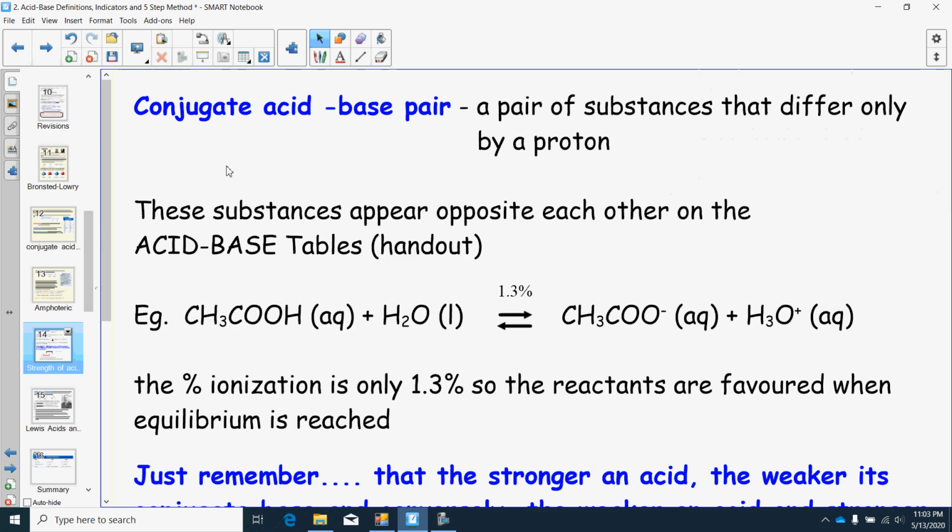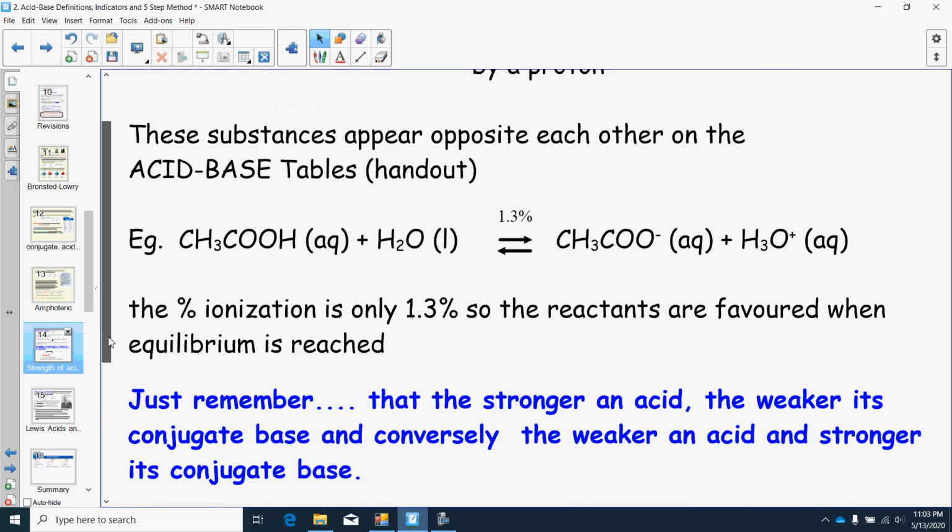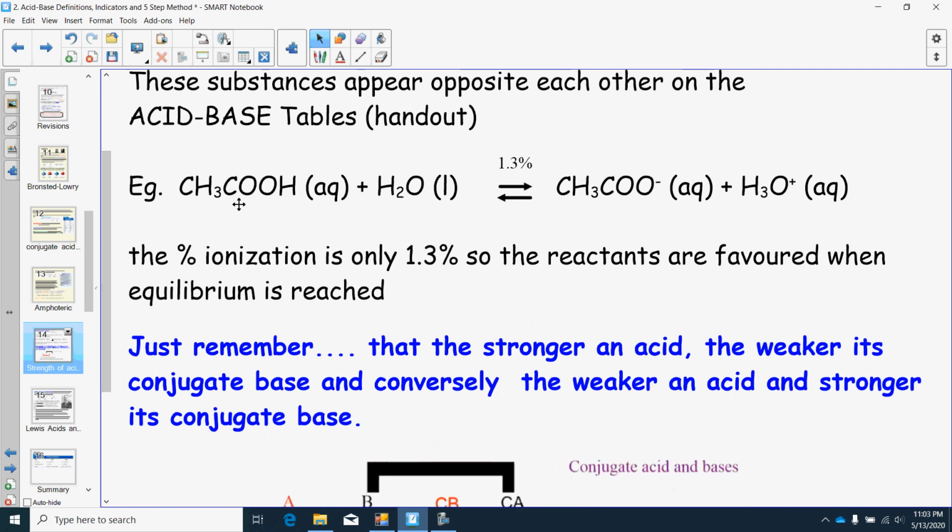So when you take a look at your conjugate acid-base pair, remember, you're going to have one on the reactant side and one on the product side. So they're the two substances that differ by an H, differ by a proton. We're going to later on use our acid-base tables to talk about why this is occurring. But just a quick look here, you can see CH3COOH is aqueous. It has a percent ionization of 1.3.